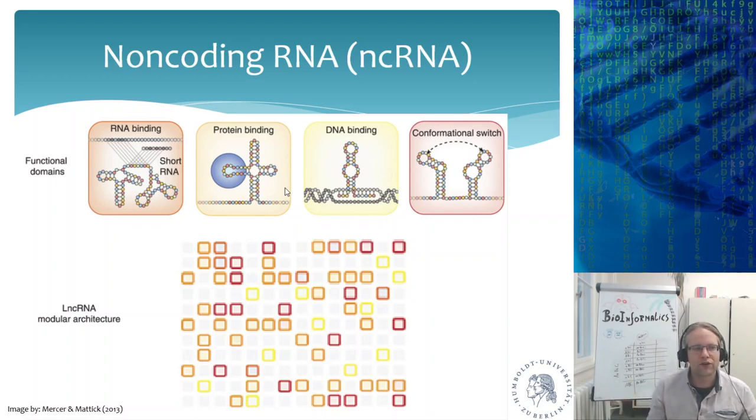So how do these non-coding RNAs work? Well, non-coding RNAs are more or less made out of different parts. So there's different functional domains. For example, part of a non-coding RNA can do binding of RNA. There are parts which can bind to proteins. There are parts which can bind to DNA. And then you also have conformational switches, which means it's kind of a mechanical switch where, for example, if an iron molecule is found, the conformation of the RNA starts changing, and this will then affect the other parts. And non-coding RNAs have a modular architecture, so they are built based on these different structures. And so it's kind of a mix and match.